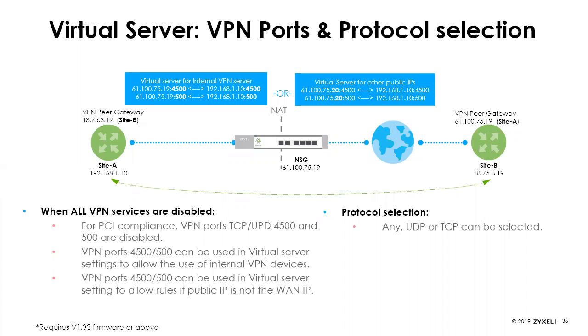We've also added the ability to do a virtual server for VPN functionality. So those can be used for both internal VPN devices as well as external virtual WAN forwarding for doing VPN, while keeping the external WAN TCP, UDP ports disabled for those PCI scans.